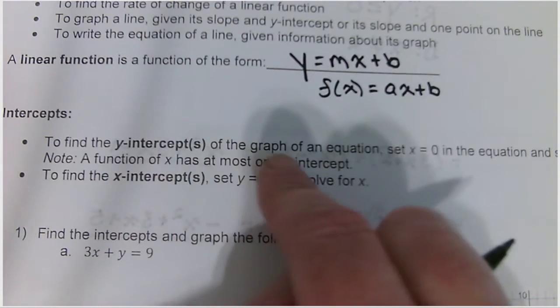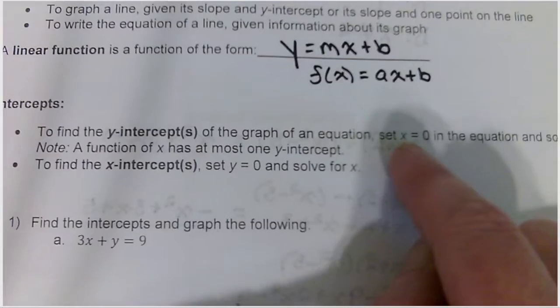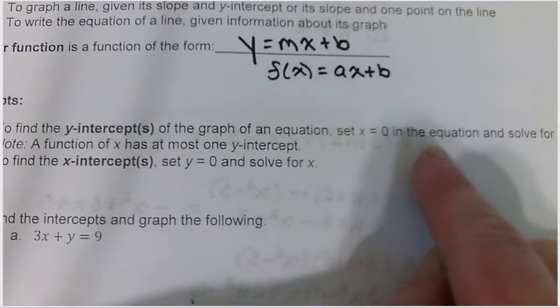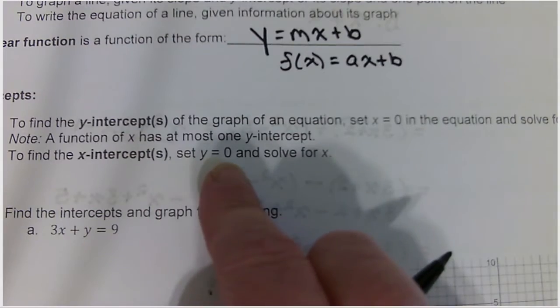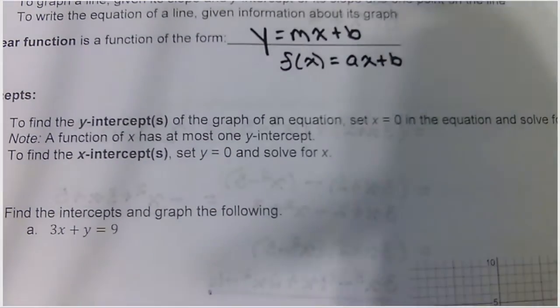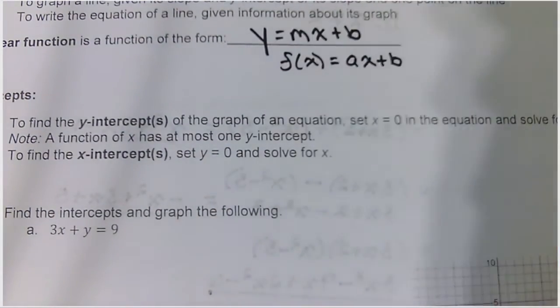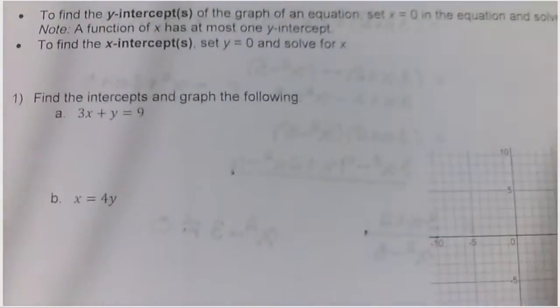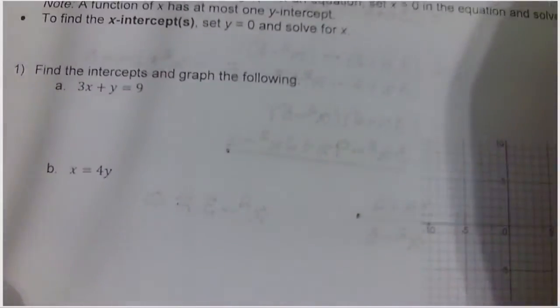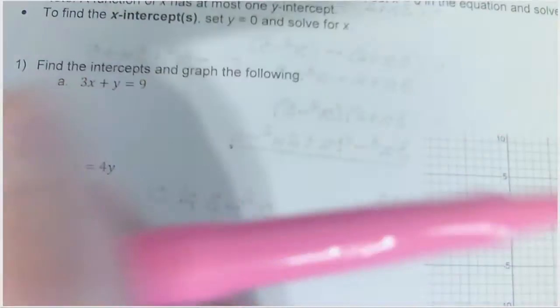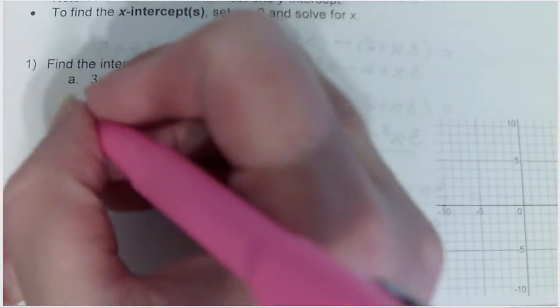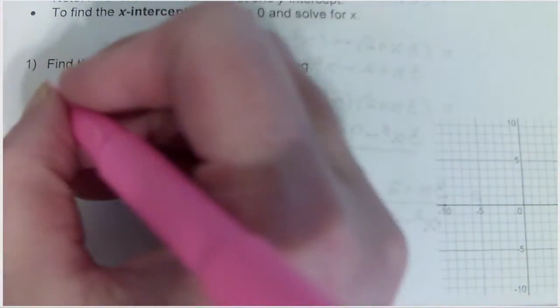To find the y-intercept of any function, we let x equal 0 and solve for y. To find an x-intercept, we let y equal 0 and solve for x. So this is one of the simple ways to graph an equation. So the first one I'm going to do in pink. So to find the y-intercept, we let x be 0.